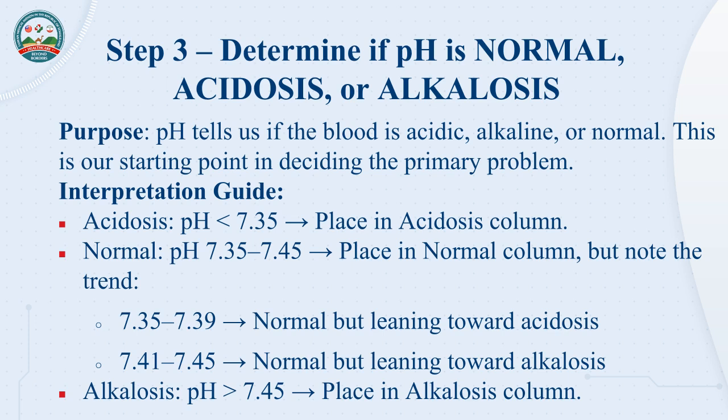7.35 to 7.39 still normal, but leaning toward acidosis. 7.41 to 7.45 normal, but leaning toward alkalosis. If pH is greater than 7.45, it's alkalosis. So the pH is always our first step. It tells us whether we're dealing with acidosis, alkalosis, or still within the normal range.